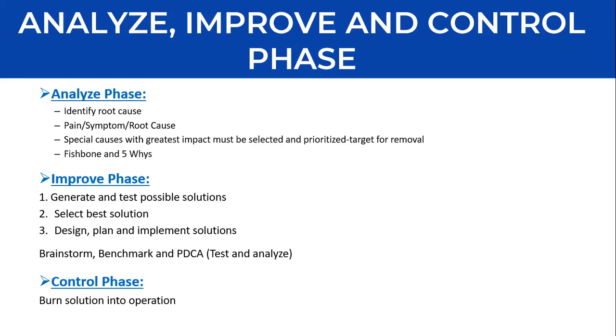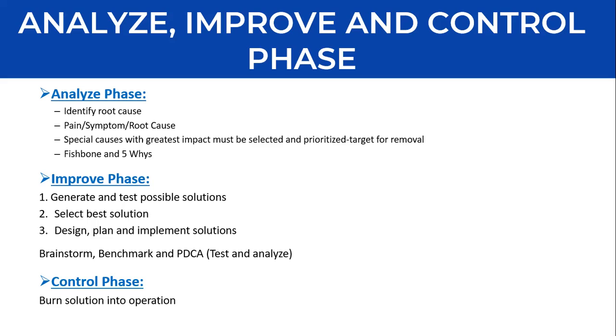You test it out on a small sample, you see what the results are. You may need to tweak the solution a little bit, try it out again on a different sample, and you may have to do it 2 or 3 different times. And once you reach the best solution that works, you've tried it out on several different samples, only then do you roll it out effectively in the entire organization.